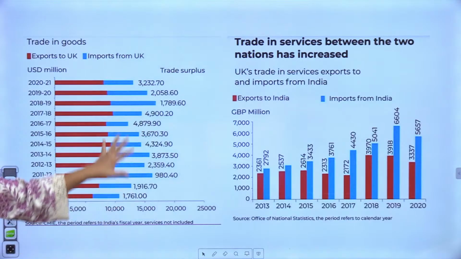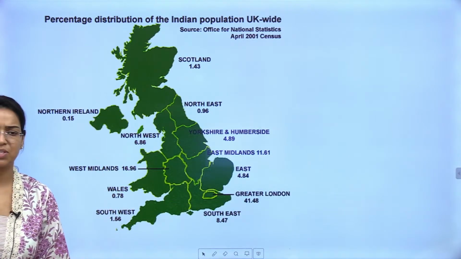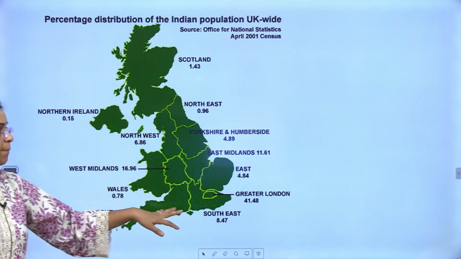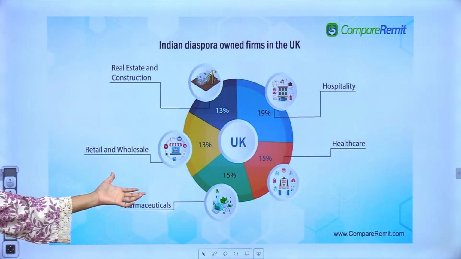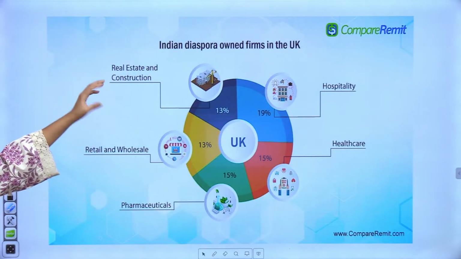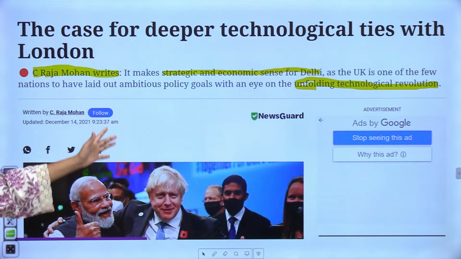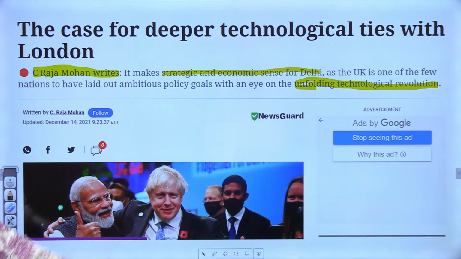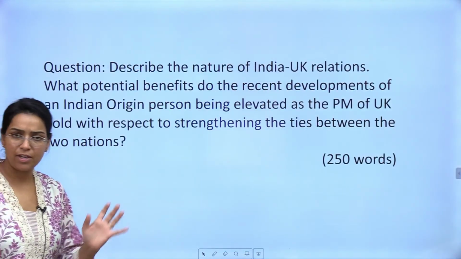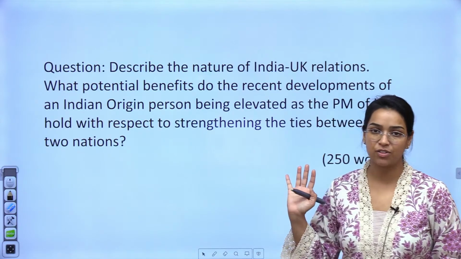These maps show the trade figures, although you need not go into such details. Just for representation level, this is the presence of Indians in all the parts of UK, right? Indian owned firms are there in various sectors, real estate, hospitality, pharmaceutical, healthcare, right? And technology cooperation is also being focused by the two nations, right? So there are a lot of aspects that we will cover in the next Thursday session, so join me next Thursday also for the rest of the discussion.